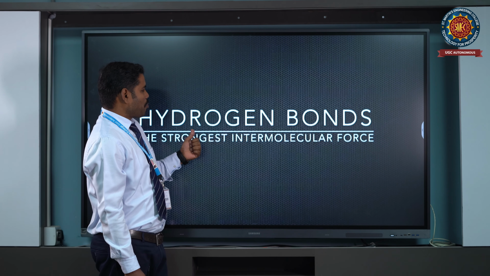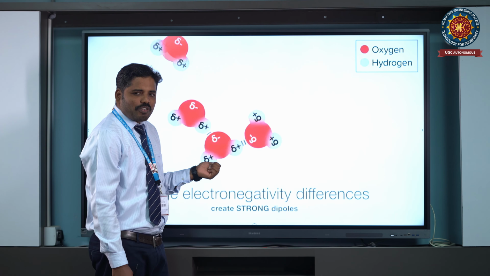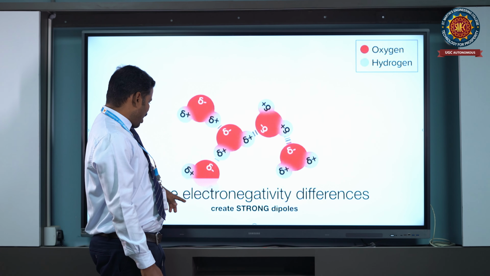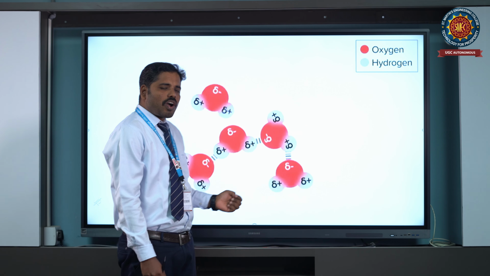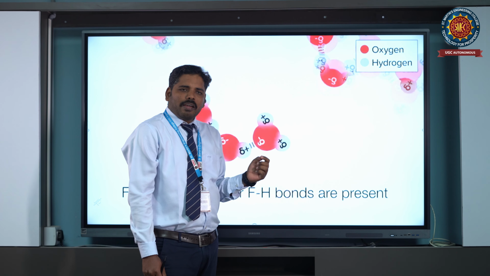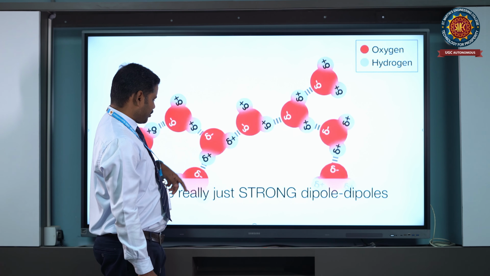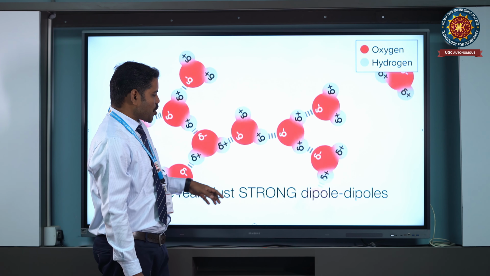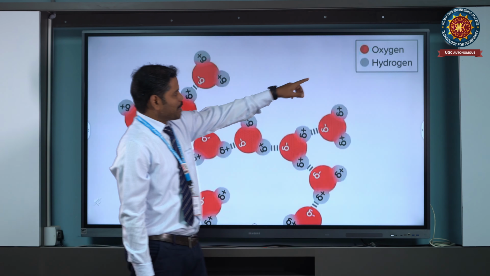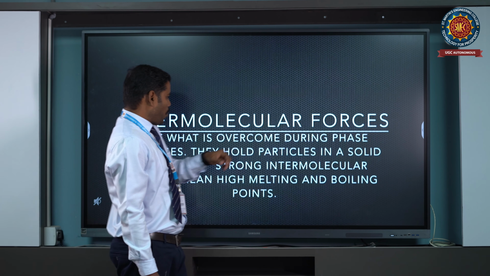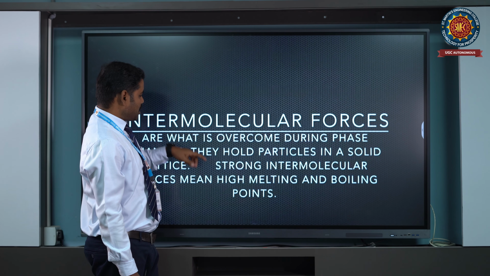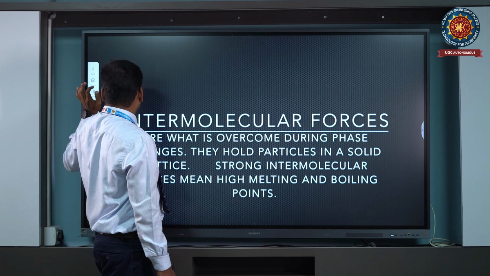Next one, hydrogen bonds. Hydrogen bonds are intermolecular forces. A hydrogen molecule with a large electronegativity difference gets strong forces, for example NH and water, OH. They are really strong dipoles. Oxygen is represented by red marks, hydrogen by white marks. Intermolecular forces.